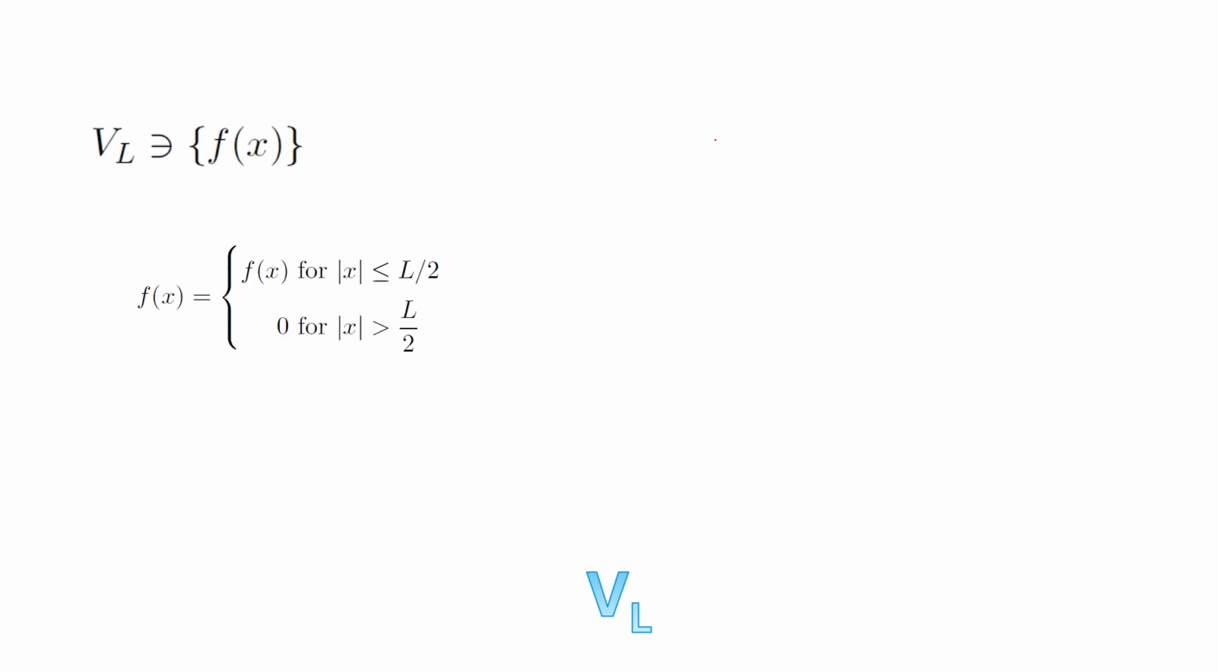Back in Episode 2, we talked about functions with limited support on V sub L, the vector space of functions such that the function is defined for magnitude of x less than L over 2, but is equal to 0 for x greater than L over 2 or less than minus L over 2. We were able to show that such functions are described by a Fourier series, with the Fourier coefficients being given by the projection of the function onto each Fourier component over the support.